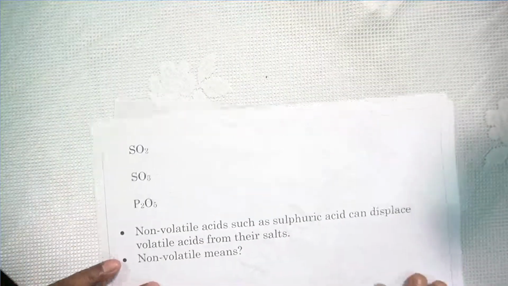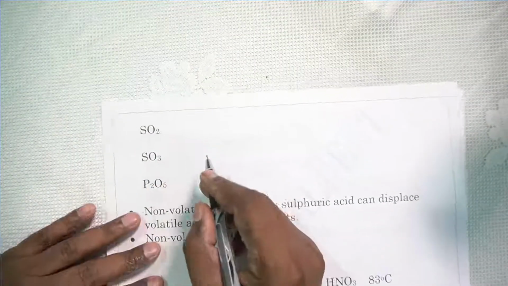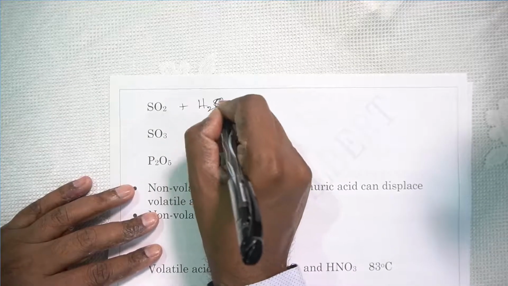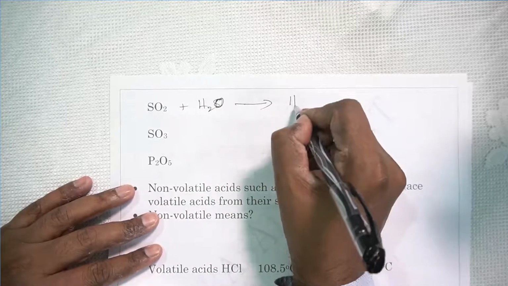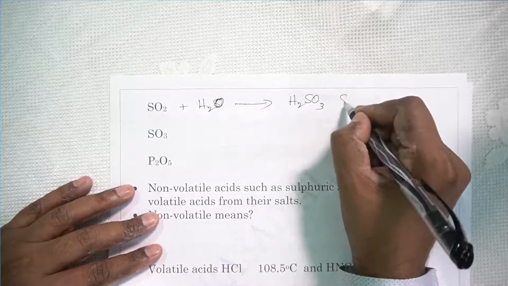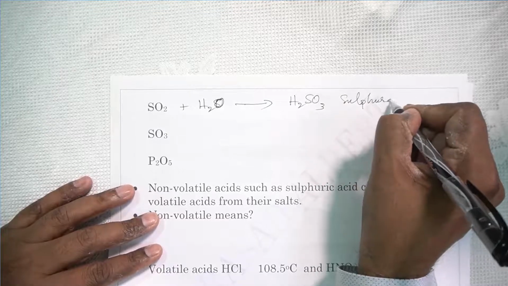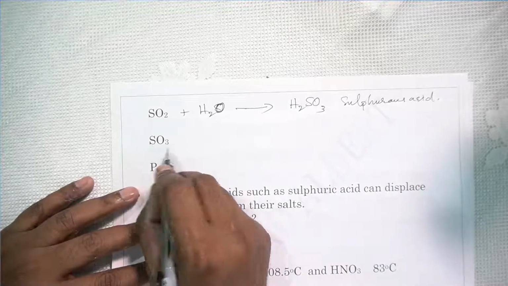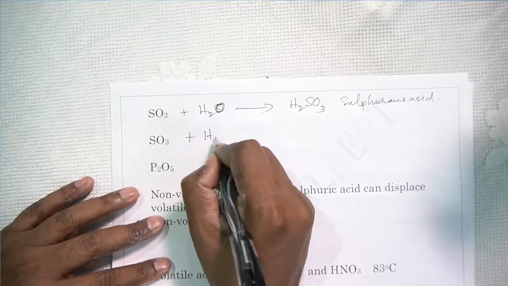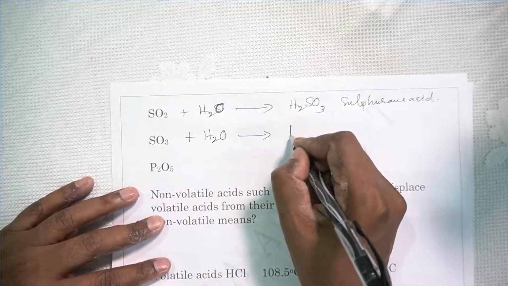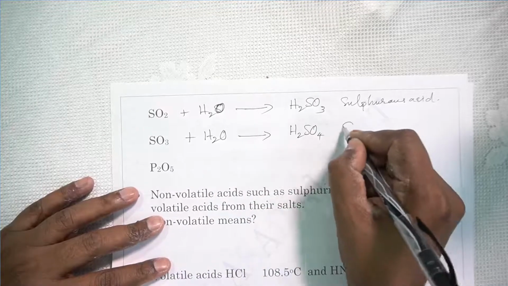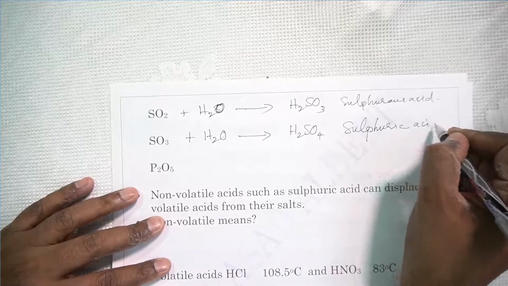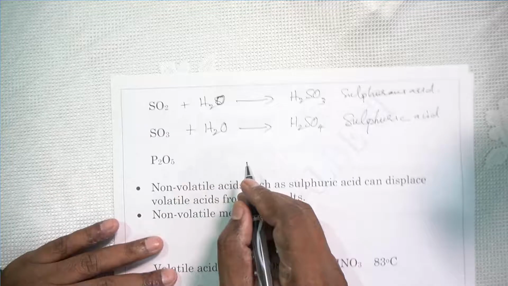The next one is sulfur dioxide. Sulfur dioxide dissolves in water, H2O, and will give H2SO3, which is called sulfurous acid. So it is an acidic oxide. Now sulfur trioxide, SO3, dissolves in water and you get H2SO4, which is called sulfuric acid. This is a highly exothermic reaction and produces a large amount of heat.